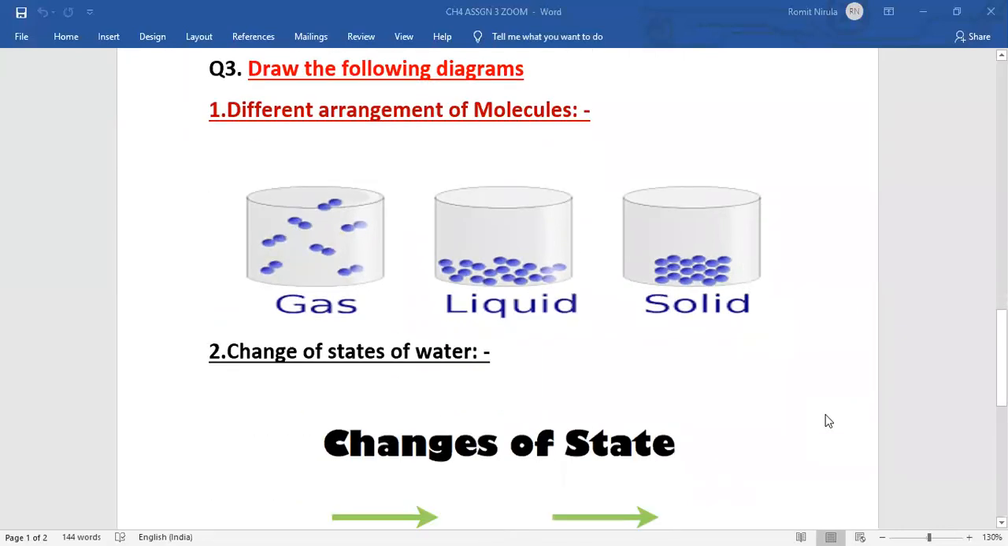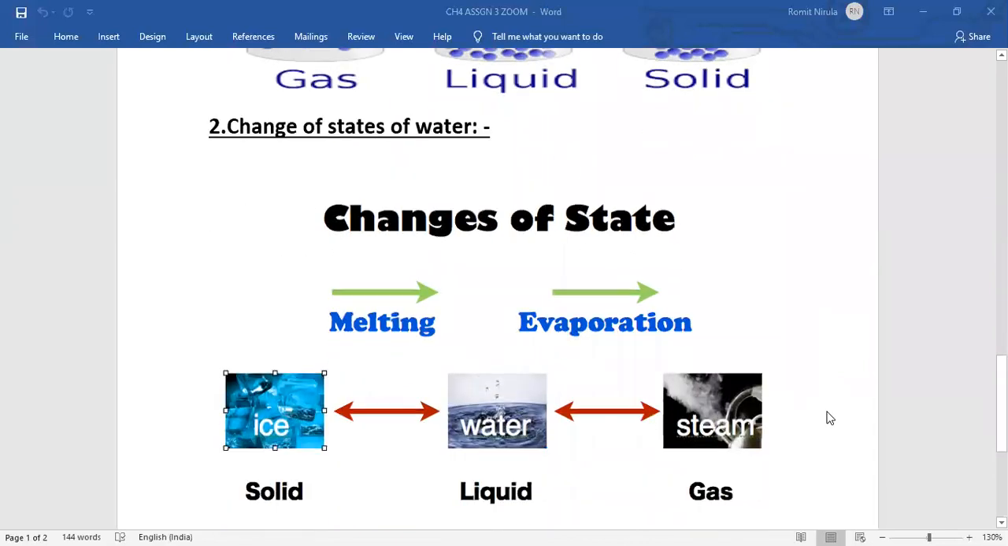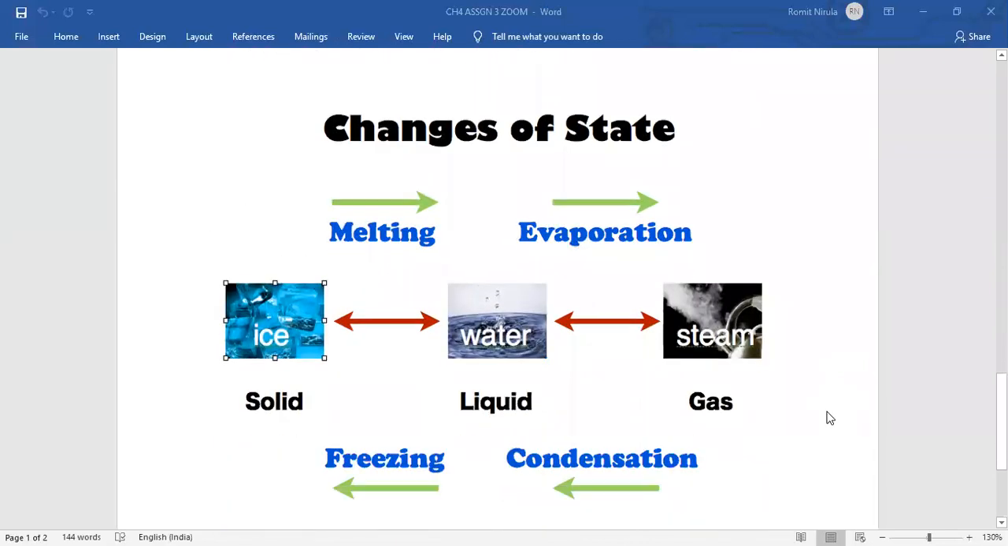Then second diagram, change of states of matter. So here when we take out some ice cubes from the refrigerator freezer and keep them outside at room temperature, they melt to form water. But when we boil water, it changes into steam. And both these processes, melting and evaporation.